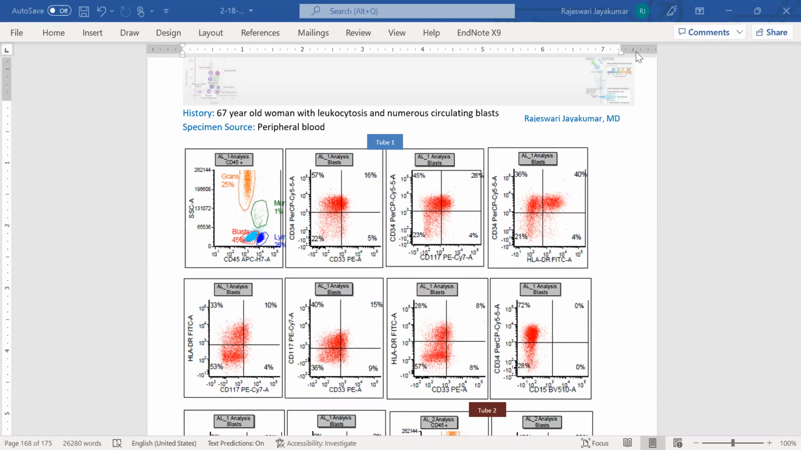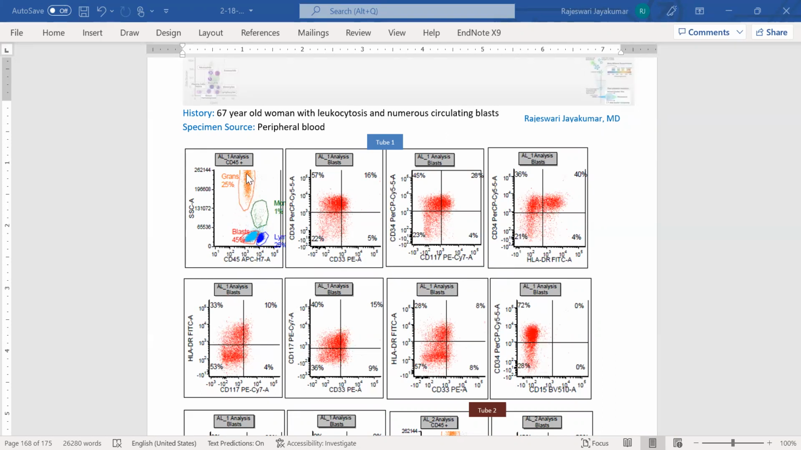Hello, everyone. We are now going to go over the peripheral blood flow cytometry from a 67-year-old woman with leukocytosis and numerous circulating blasts. Let's start with CD45 versus side scatter. As you see here, the lymphocytes have bright CD45 expression with low side scatter. Very few monocytes are seen, which have higher side scatter than the lymphocytes and have similar CD45 bright expression.